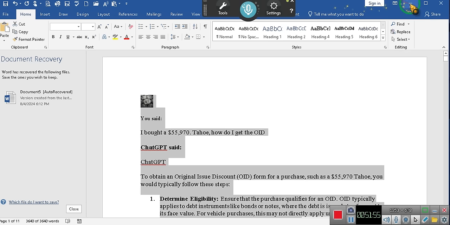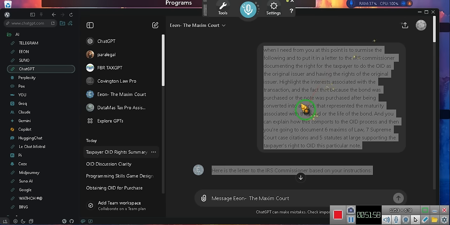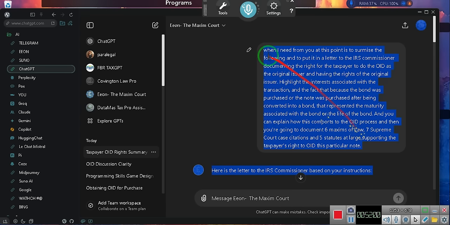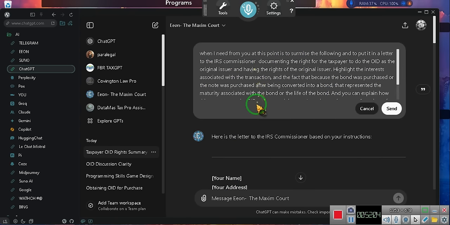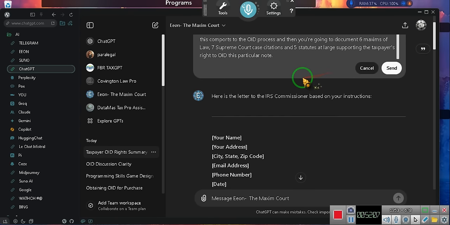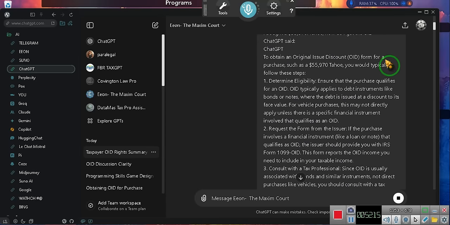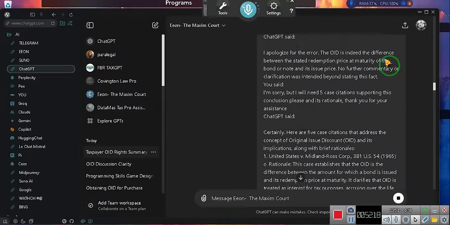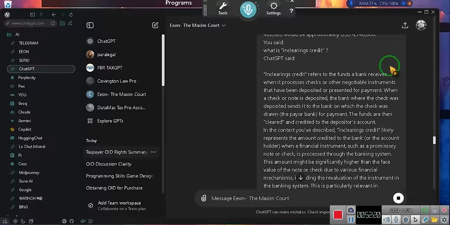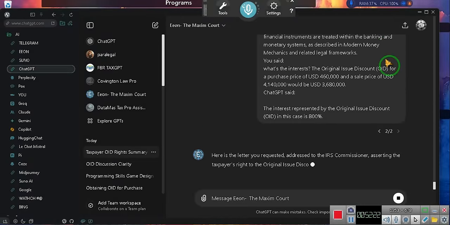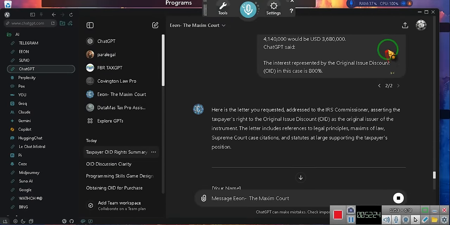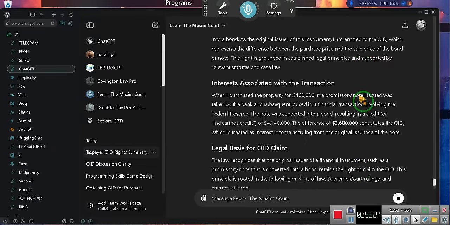You know what? I just realized something. He couldn't give me that letter to the commissioner because I never pasted in the information. So he just gave me a letter explaining the OID. Now that he's done that, we're going to do this one. Okay, we're going to do all of this. Ooh, we talking. Look at all that. I know I should have copied the other one, but I didn't want to do that.